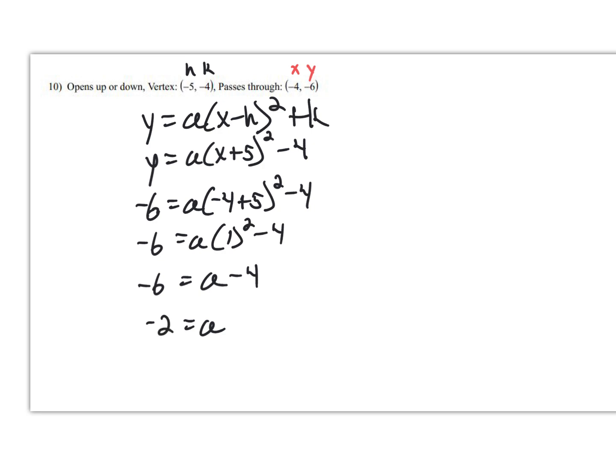Now we solve for a by adding 4 to both sides, and negative 6 plus 4 is negative 2. So now we can take our a value of negative 2 and replace it here, and we can write our equation in vertex form. So our equation will be y equals negative 2 times (x plus 5) squared minus 4.